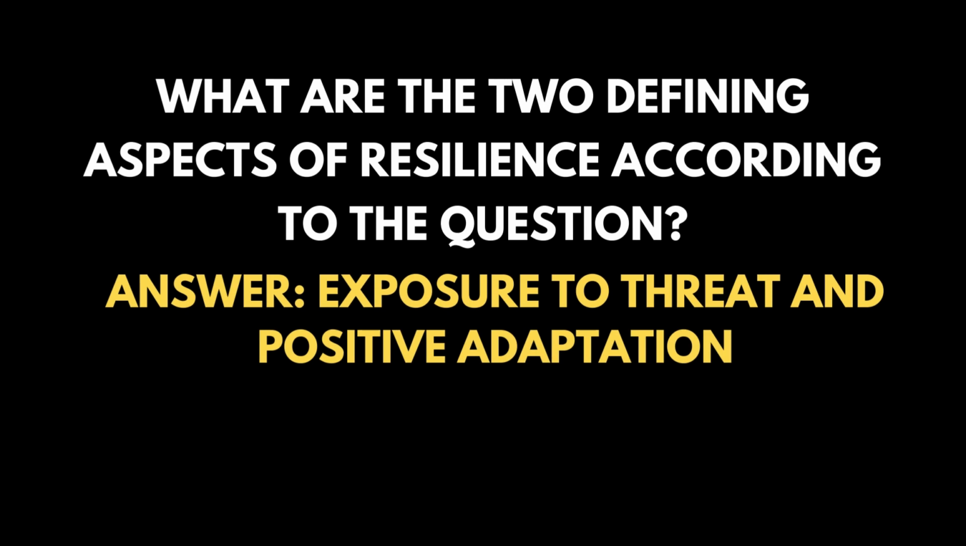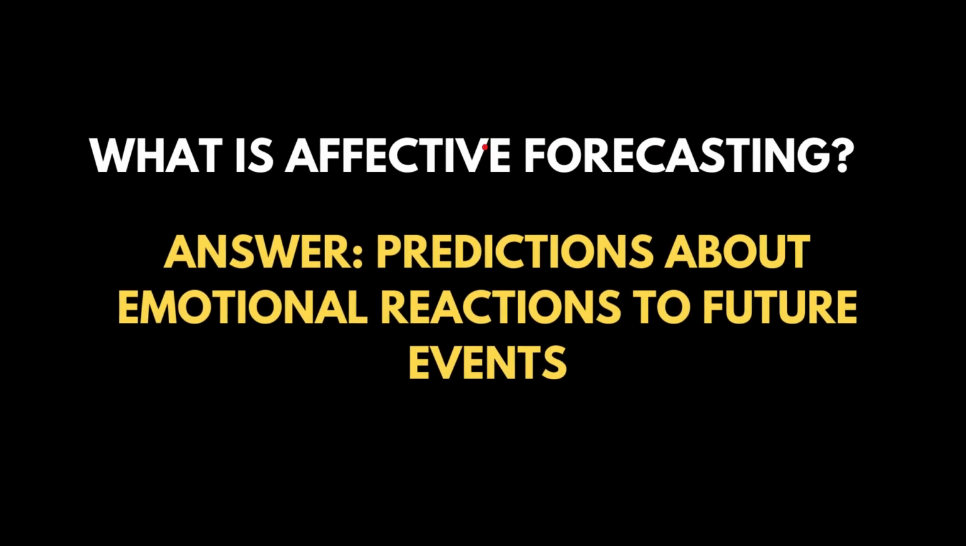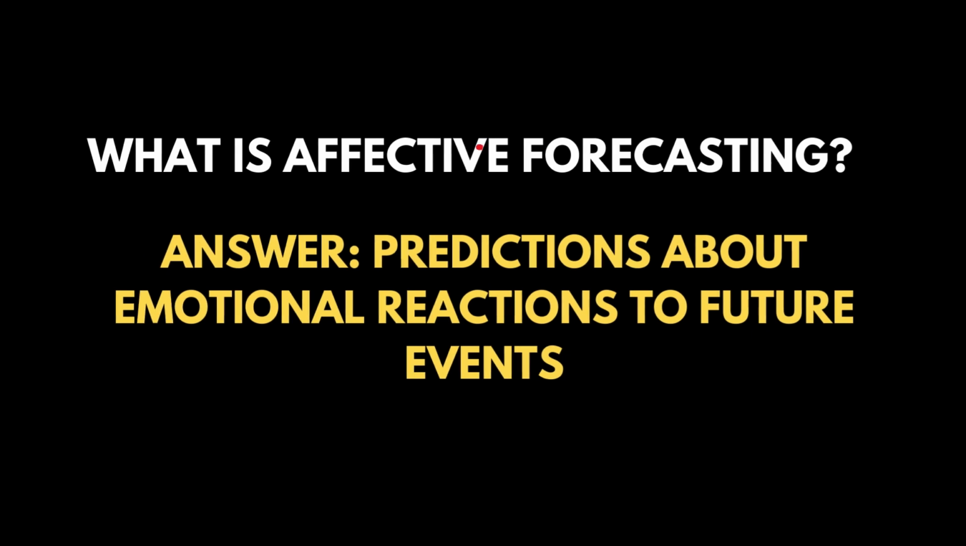What are the two defining aspects of resilience according to the question? Exposure to threat and positive adaptation. Subject 7. Psychology of happiness. Which among the following is not part of Ruut Veenhoven's qualities of life? Meaning in life. What is effective forecasting? Predictions about emotional reactions to future events.